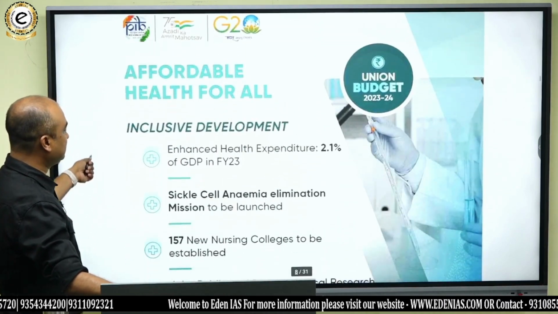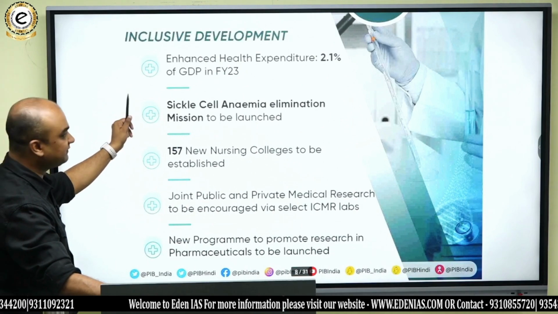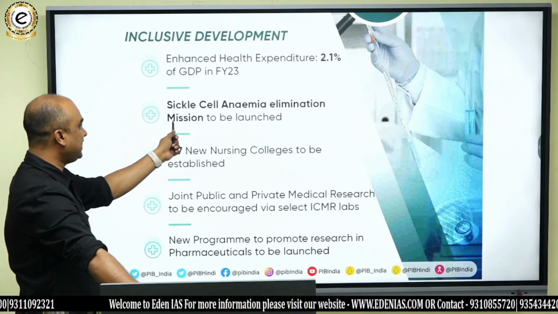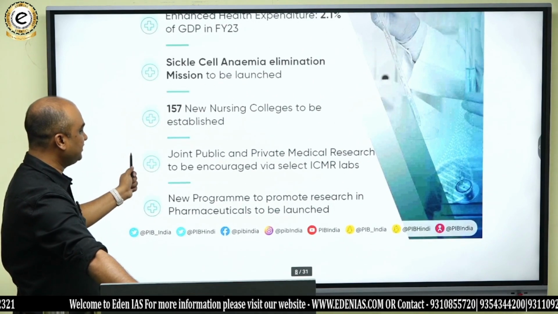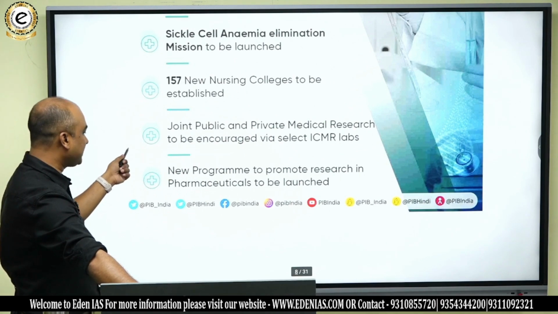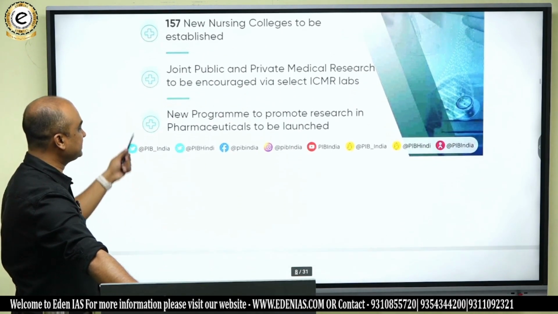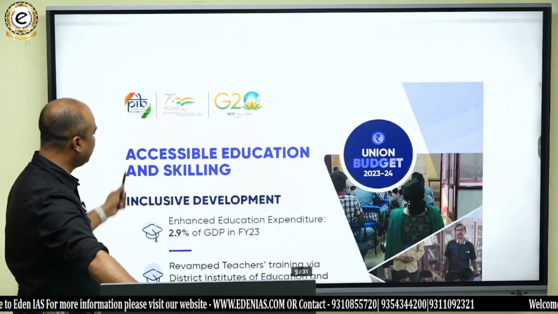देखो, affordable health for all, enhanced health expenditure 2.1% of GDP in financial year 23, sickle cell anemia elimination mission to be launched, 157 new nursing colleges to be established, joint public and private medical research to be encouraged via select ICMR labs, new program to promote research in pharmaceutical to be launched. तो ये सब कुछ किया गया है.